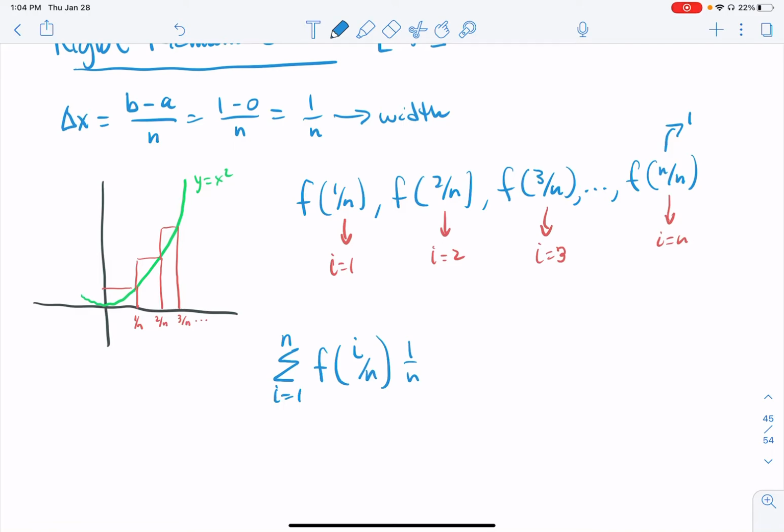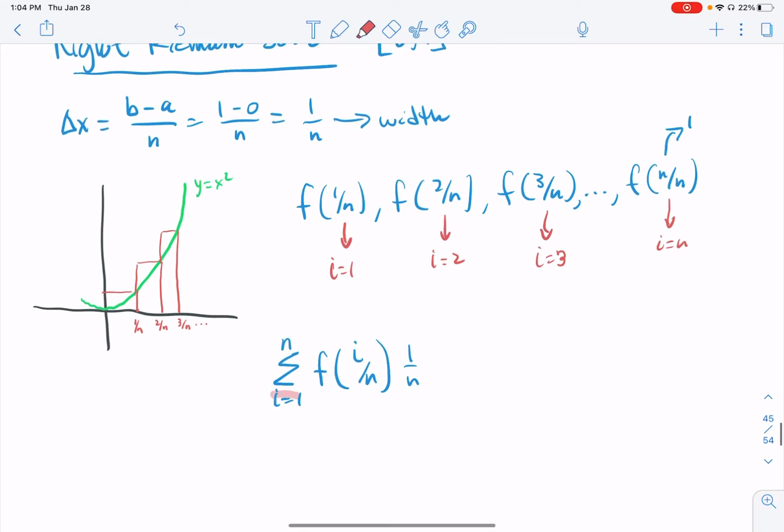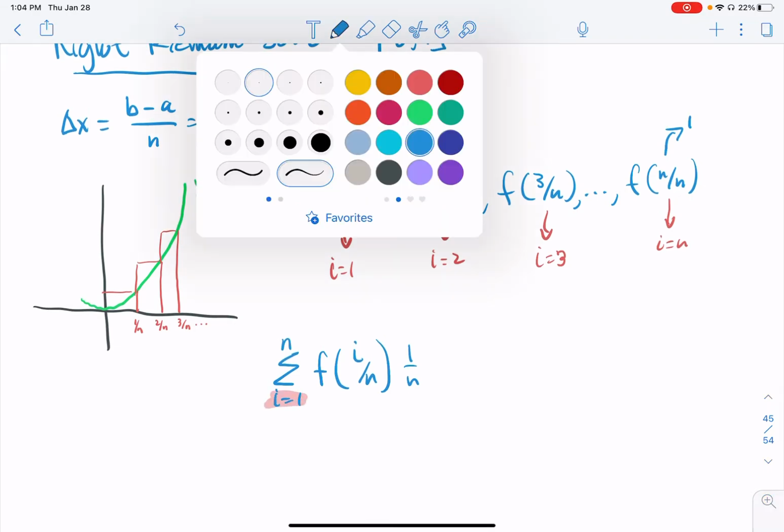Okay, now we discussed the fact that this i is the variable for the summation.